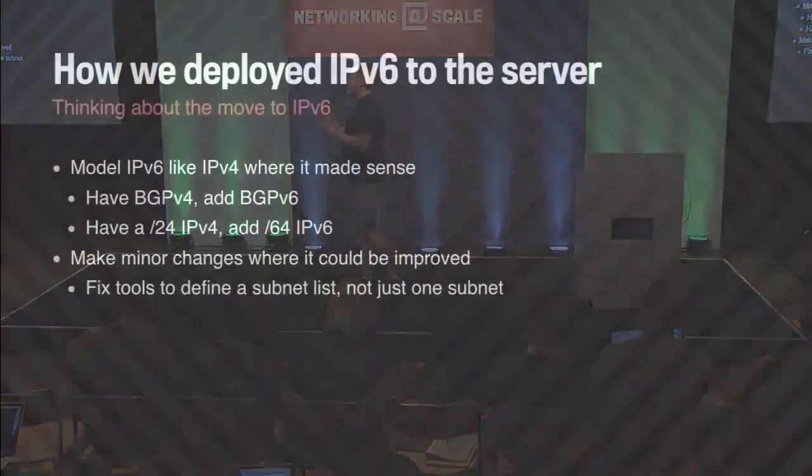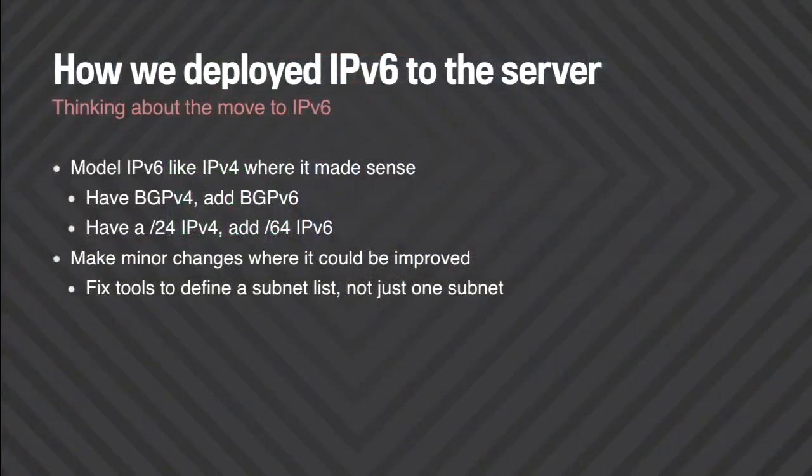So the key to this is model IPv6 like IPv4 where it makes sense. So we already had BGP-v4 running throughout in our environment. Great. Can we add BGP-v6 over the entire environment? Well, yes, we can. So does that still have the same routing effect? Yes, it does. But once again, you have to think of v4 and v6. They are two separate protocols.